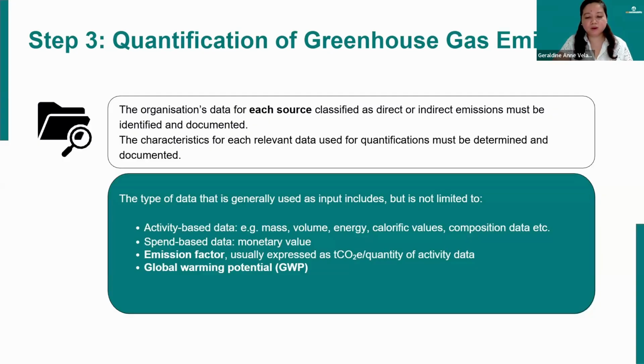The fourth one is global warming potential. Global warming potential tells you how potent each greenhouse gas is compared to carbon dioxide. Global warming potential translates the impact of different greenhouse gases into a single comparable figure expressed as carbon dioxide equivalent.